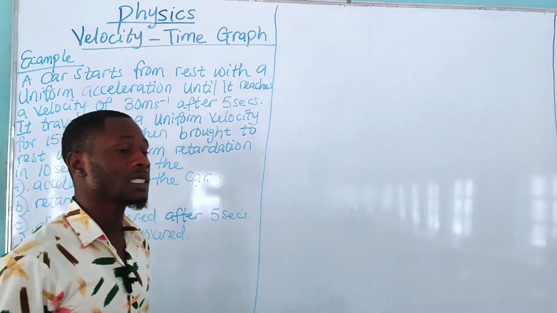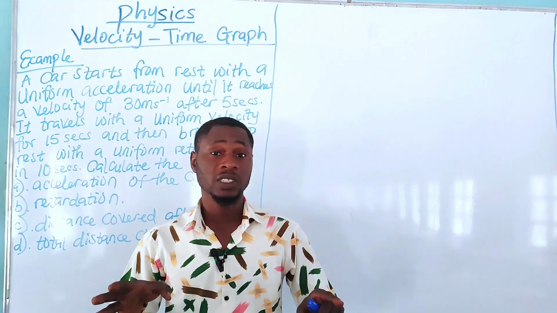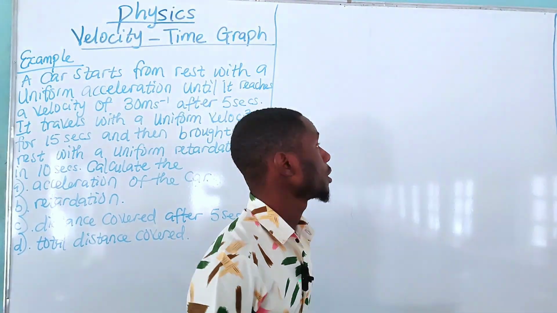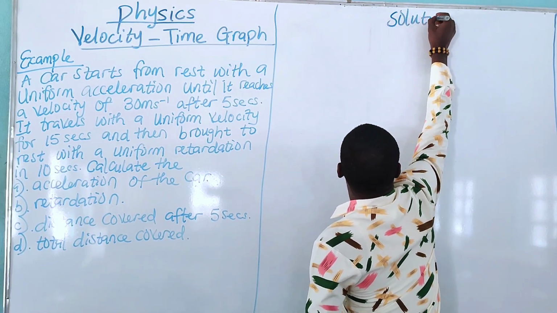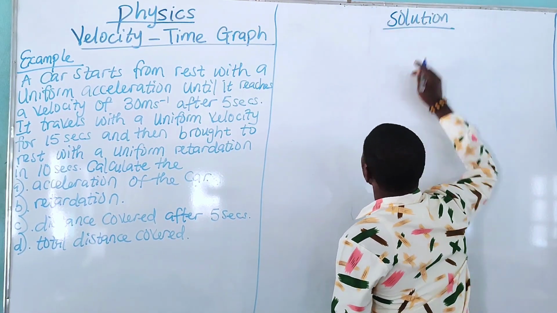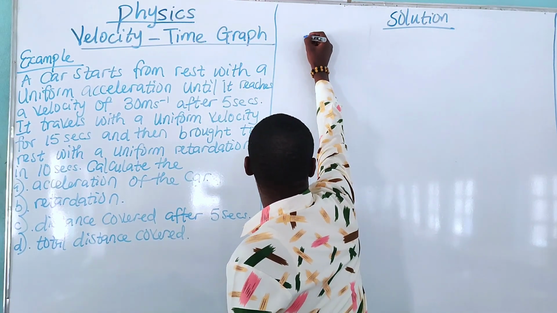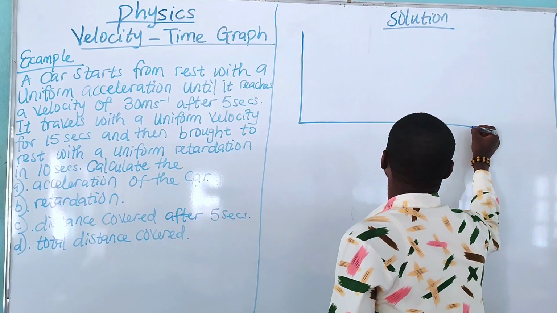Before we solve this example, the first thing we need to do is to draw or sketch the velocity time graph for the motion. So we need to sketch the velocity time graph for the motion. Remember, it is a graph of velocity against time.